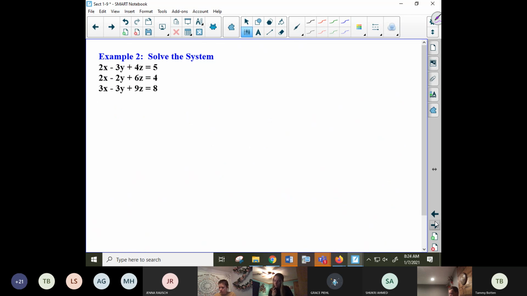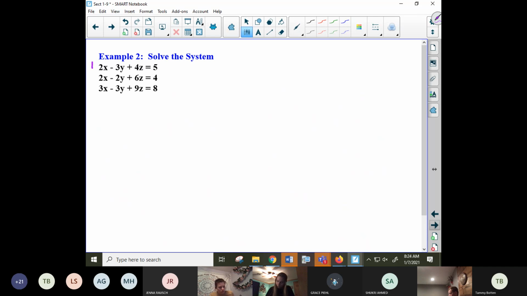So now let's go to this next page. And what we're going to notice in the next two examples is that you can have no solution or infinitely many solutions in these problems too. And we'll look at how you can tell, okay?